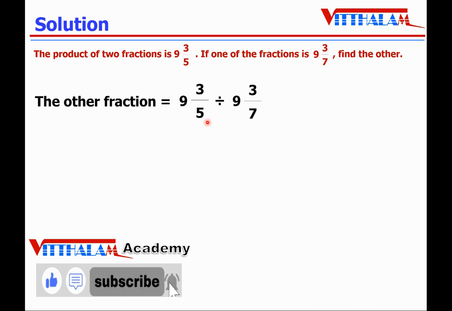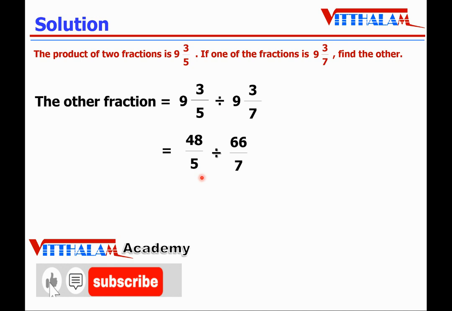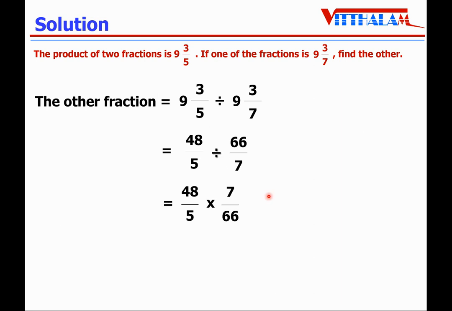So the product 9 3 by 5. Now both are mixed, so first convert to improper. 9 fives are 45 plus 3, 48 by 5, and 9 sevens are 63 plus 3, 66 by 7. Now to do further, the dividend will be multiplied by the reciprocal of the divisor, that is 48 by 5 into 7 by 66. So the next step is 48 into 7 upon 5 multiplied by 66. 6 is a common factor, so 11 sixes are 66, and 8 sixes are 48. Now there is no common factor, so 8 into 7 is 56, upon 5 into 11, that is 55.